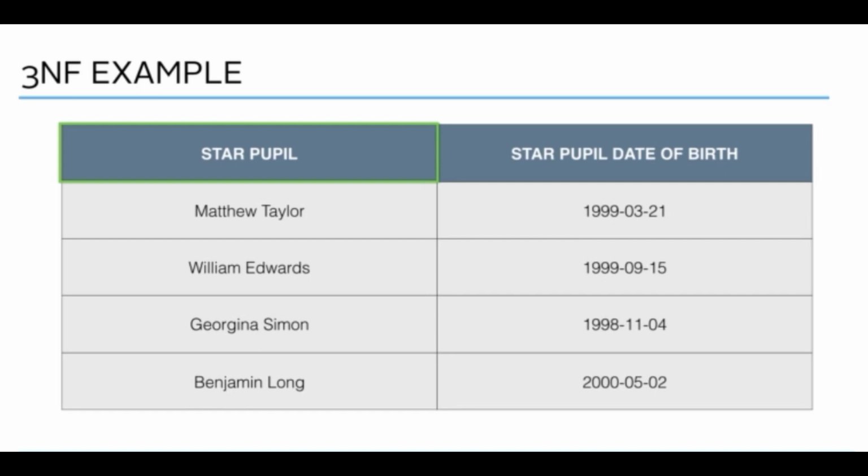Now we need to check whether it's in third normal form. Third normal form means that any non-primary key column is dependent only on the whole of the primary key. And as there's only one column which is a non-primary key, yes, the star pupil date of birth only depends on the primary key, which is the star pupil column. So this table is also in third normal form. Now our database is in third normal form.